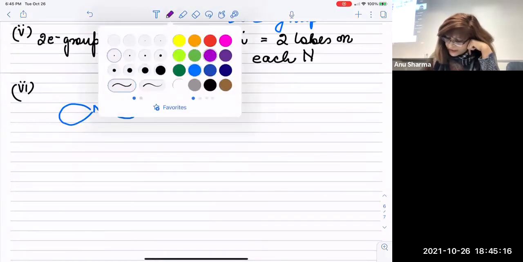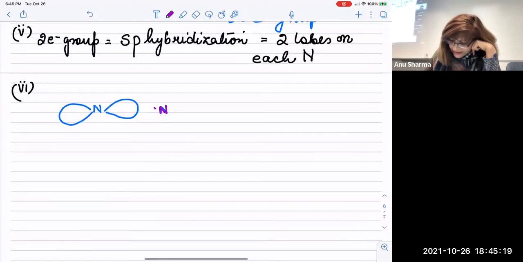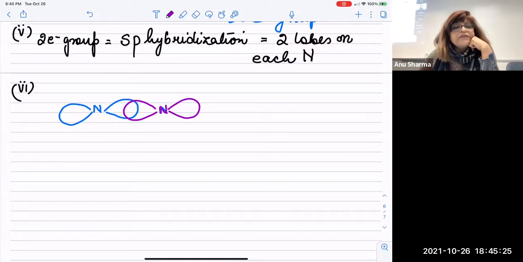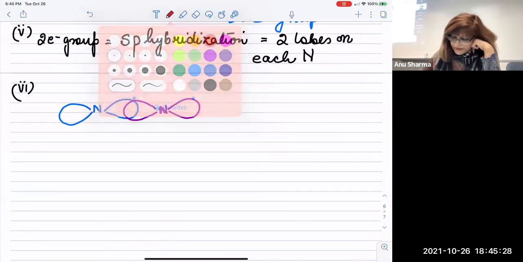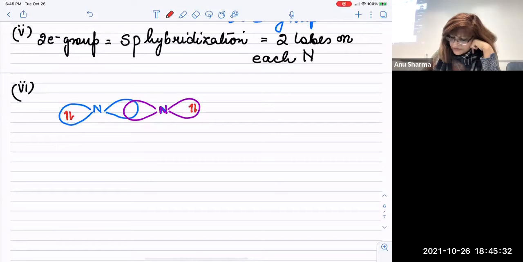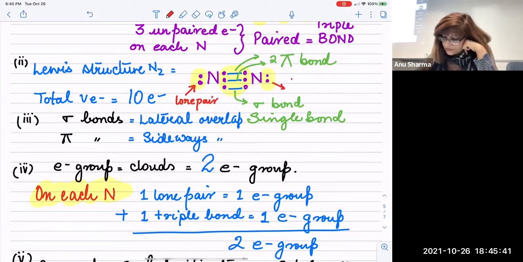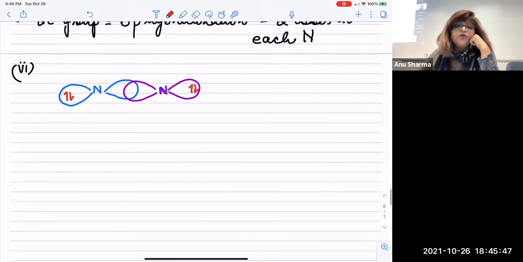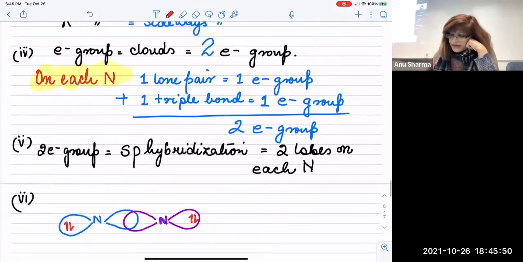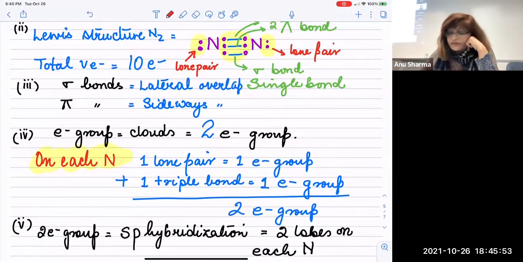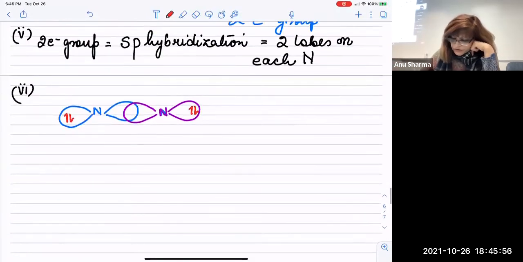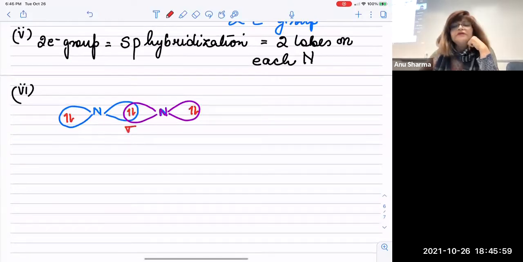It is always a good idea to use colors here: one nitrogen here, one lobe here, and another lobe here. All right. Now, lone pairs are these guys over here on the sides. This is a lone pair, just occupying one of the sp, and this is another lone pair. So we see that there are two lone pairs on the sides. And remember, first always draw the sigma bond. So this piece right here is the sigma bond.